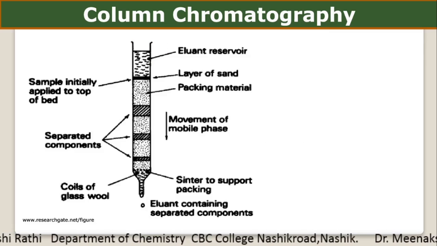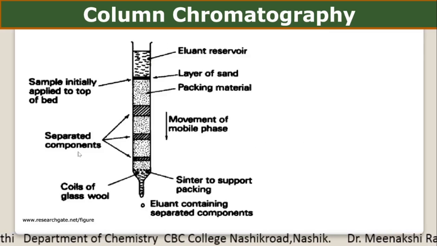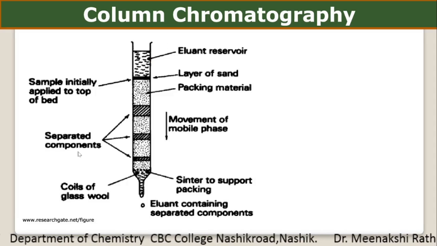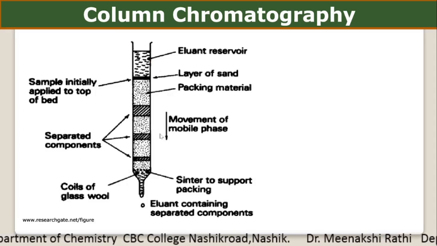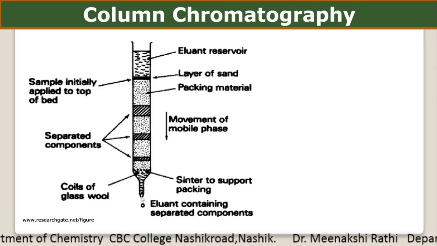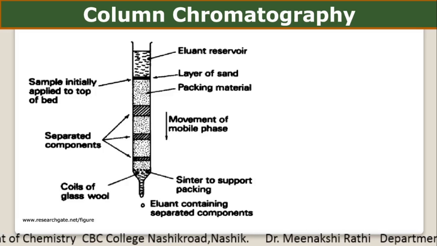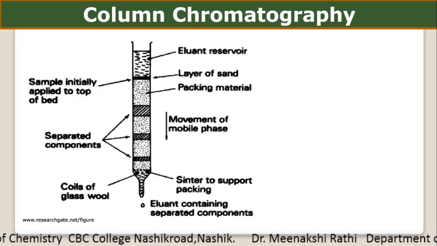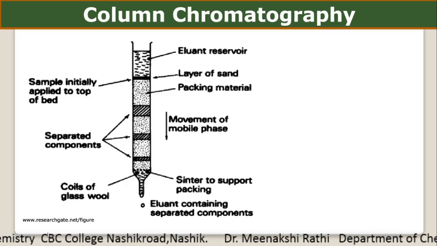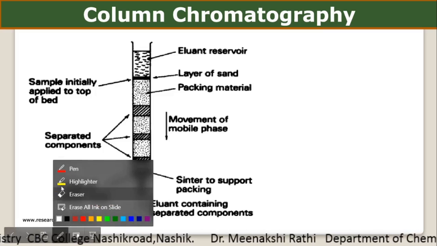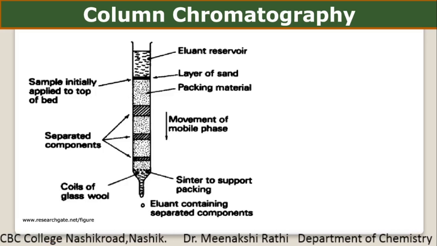Now see here, in this diagram you can understand how the column is prepared. For this, the glass column, which is a burette-shaped column, is used. It has a knob at the end like a tap. It can be opened and closed, just similar to a burette. Then here, at this part, it is filled with some stationary phase.